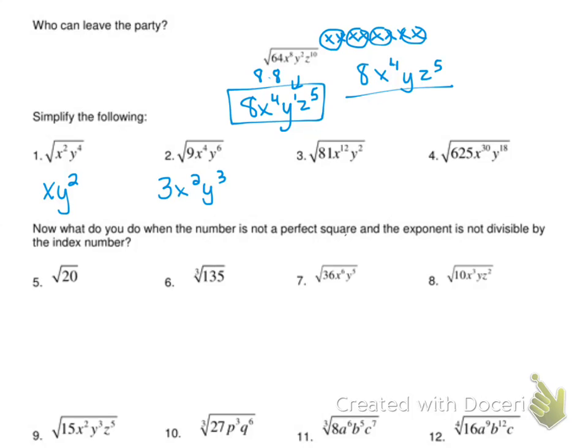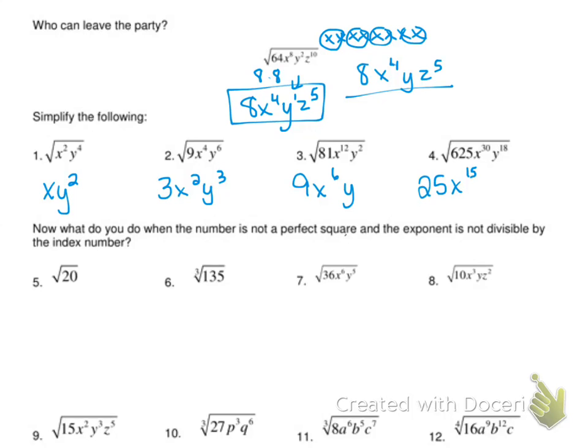Next one, the square root of 81 is 9. Very good. Now if I have 12 x's, and they want to leave the party, how many pairs get to leave? 6 pairs. If I have 2 y's, how many pairs? Only 1. Now, do we write the 1? Usually not. Now last, I have 625, and you might need a calculator to take the square root of 625. It turns out to be 25. Now I have 30 x's. So how many pairs is 30 x's?